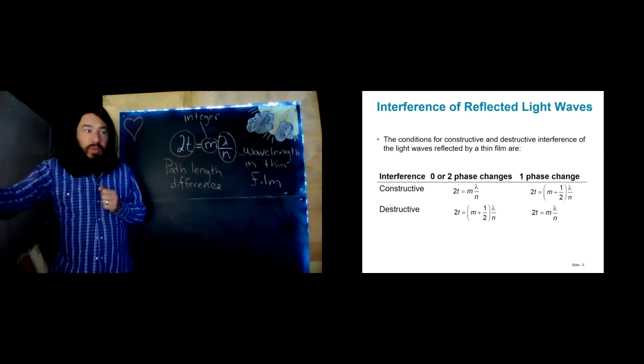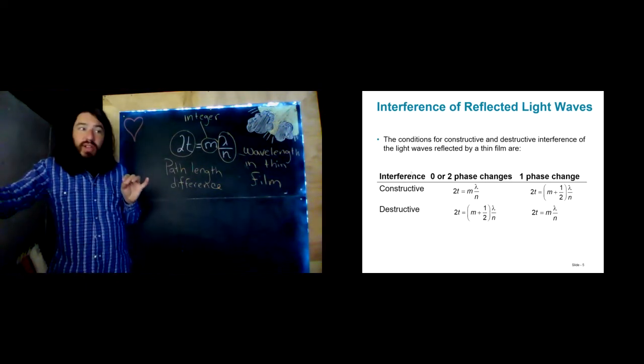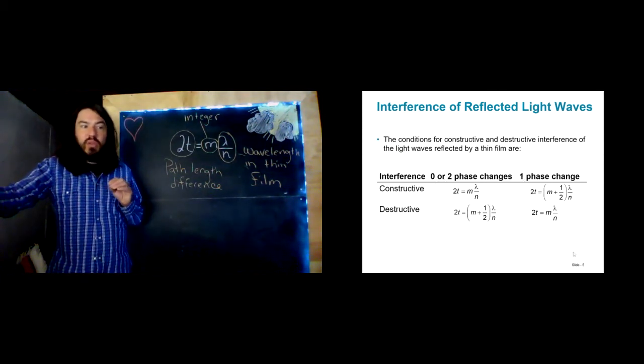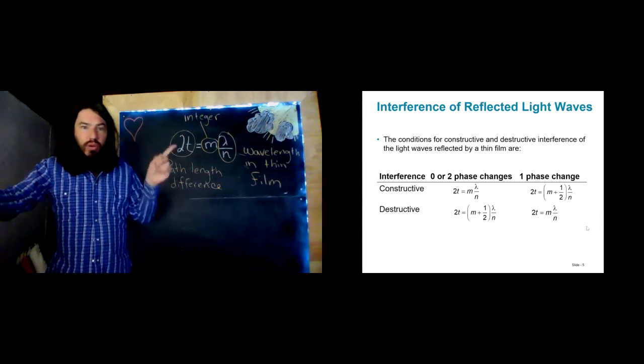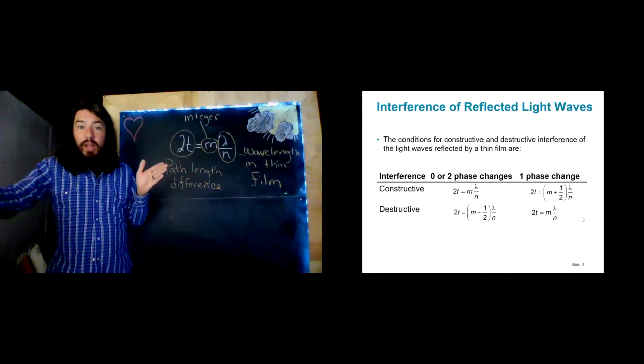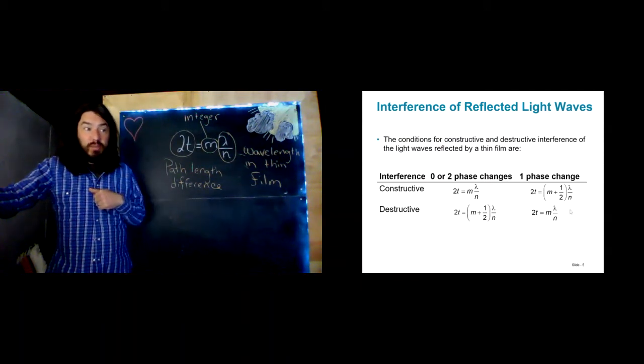The wording of the problem will tell you that. You need to draw yourself a quick picture, and that will help you decide whether you have 0, 1, or 2 phase changes, and then you pick out the equation and you roll with it. Okay? I have a quick example, a quick clicker question example here.